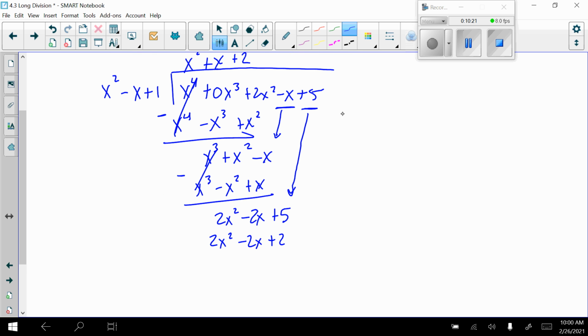All right, so I don't have any more terms. I just need to subtract these things. We'll see if I get a remainder. It looks like I will. 2x squared minus 2x squared cancels. Negative 2x minus negative 2x cancels. But 5 minus 2 gets me 3.